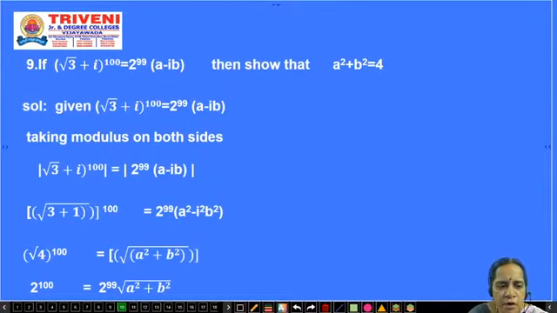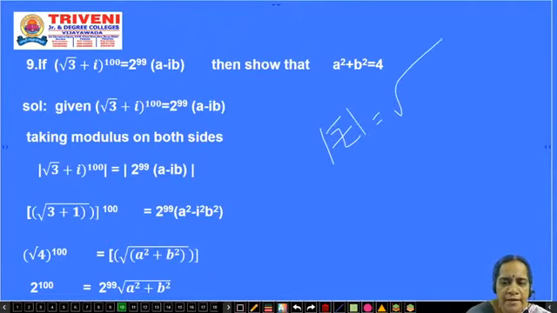First we take the modulus on both sides. What is the modulus here? Modulus of z bar. What is this? Complex conjugate. Modulus of z bar can be written as square root of a square plus b square. Like this, modulus of root 3 plus i whole power 100 is equal to 2 power 99 into a plus ib. This is root of a square plus b square. Here a is root 3 and b is equal to 1.